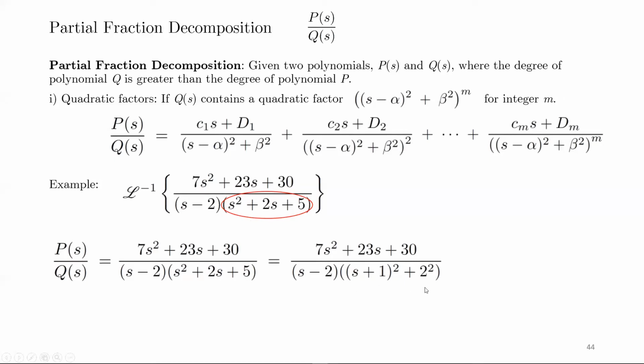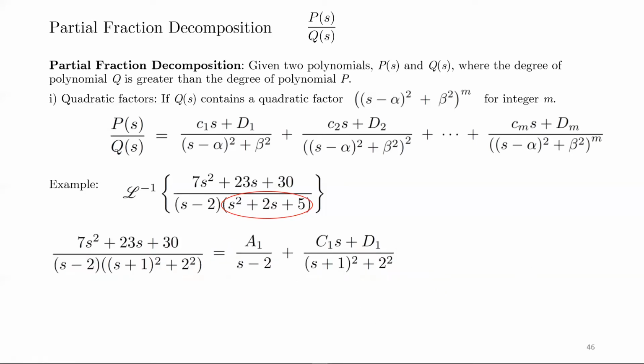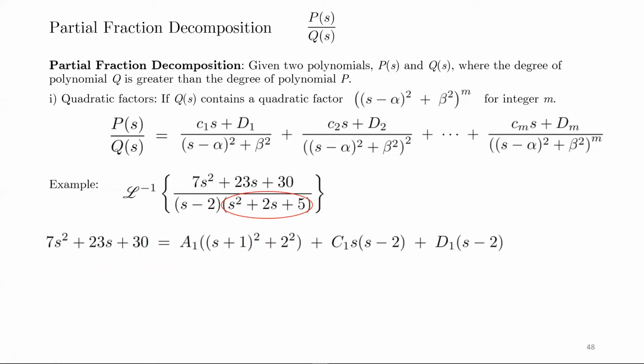So according to my partial fraction decomposition, this fraction here can be written as the linear term a1 over s minus 2, plus c1 times s plus d1 over s plus 1 squared plus 4, or 2 squared. Okay, so I'm going to do the same thing. I'm going to multiply both sides by the denominator of the left-hand side. If I do that, then the left-hand side is just this quadratic on the top, 7s squared plus 23s plus 30. And the right-hand side looks a little bit complicated, but we can solve for it.